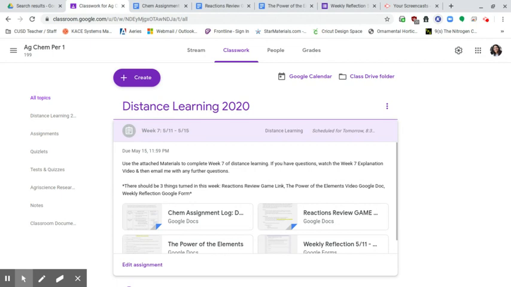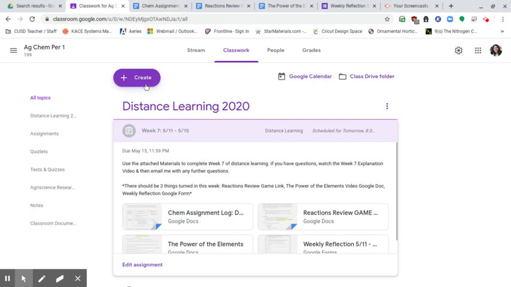So, this week, we're reviewing a little bit of the stuff that we've been looking at the last few weeks, things like reactions and balancing equations. And then you'll also be looking at a video that'll help us look at some of the products that we could potentially get from those reactions that we had looked at.